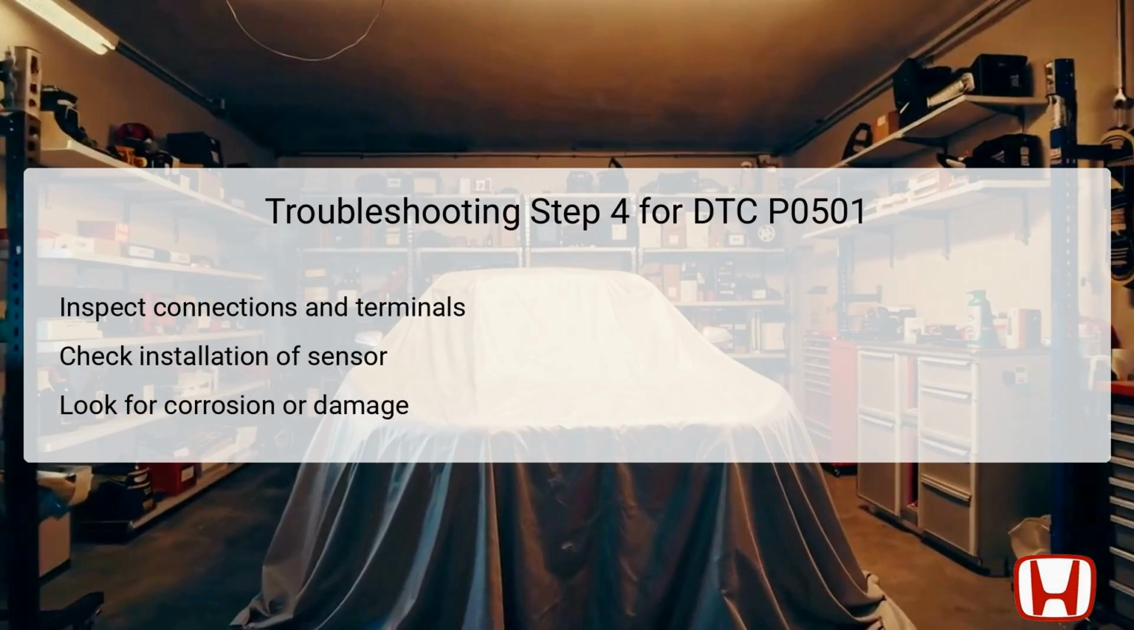The fourth step in the troubleshooting process involves a detailed inspection of the connections and terminals between the CVT speed sensor and the TCM. A poor connection can create intermittent problems that lead to the triggering of the error code P0501. You should also verify that the installation of the CVT speed sensor is flawless to ensure it's positioned correctly and functioning as intended. Look for any signs of corrosion, damage, or loose wiring that could affect the sensor's ability to communicate properly with the TCM.